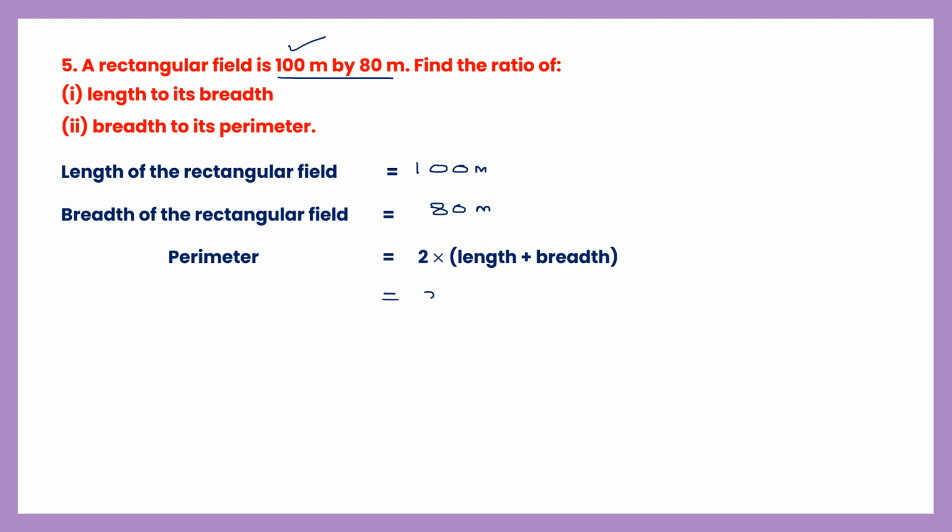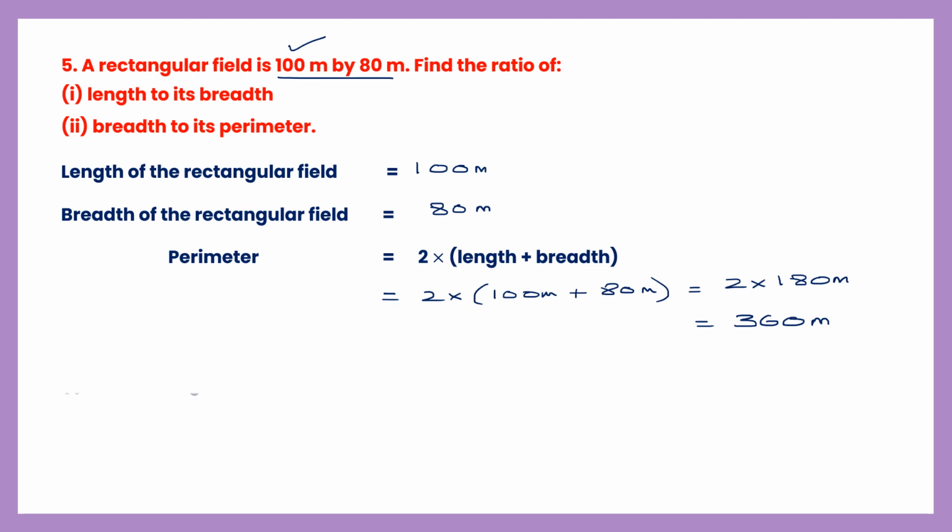So this will be 2 into length, which is 100 meters. We're going to add breadth to this. Breadth is 80 meters. So this will be 2 into 100 plus 80, which is 180 meters. And 2 into 180. 18 2s are 36. So add the 0, 360 meters.